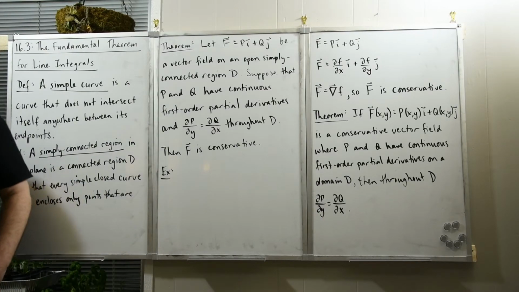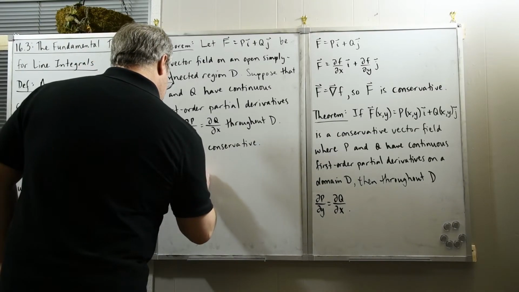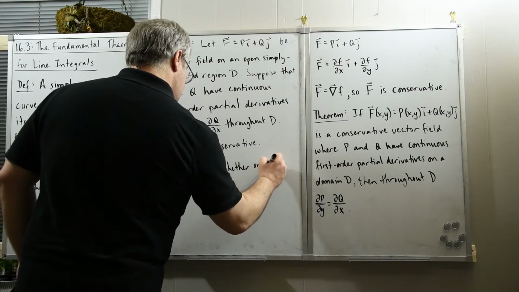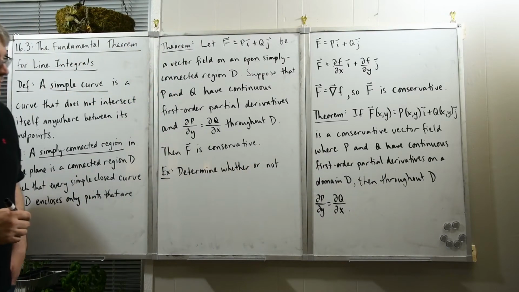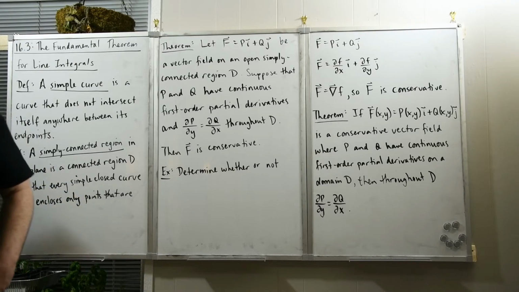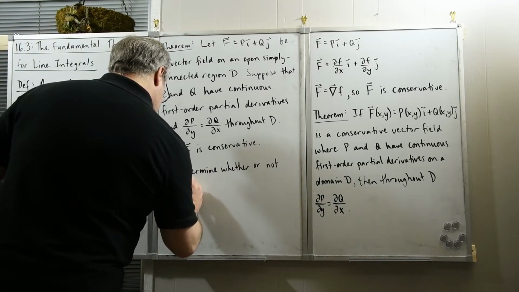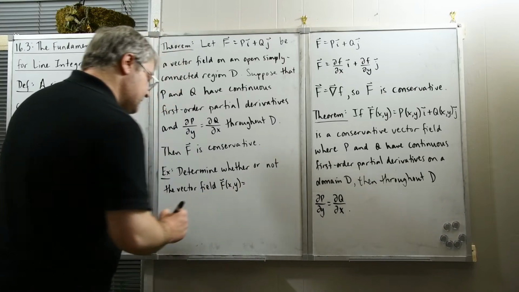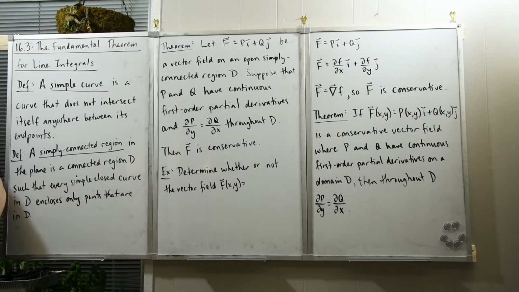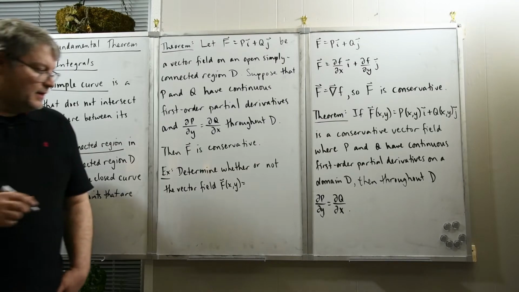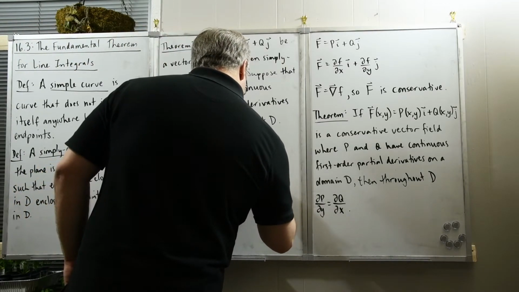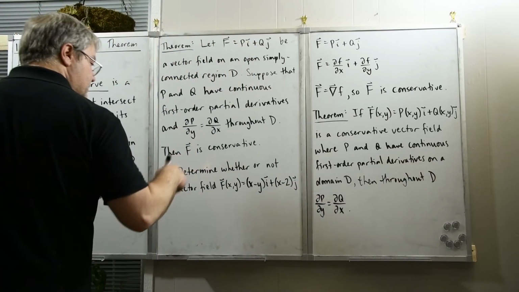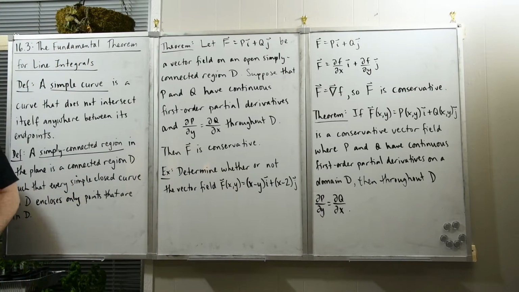And in this example, we're going to determine whether or not a certain vector field is conservative. So once again, determine whether or not the vector field F of x, y equals, and so our component functions are going to be x minus y and x minus 2. So we'll have an (x minus y) i plus an (x minus 2) j, and we're going to determine whether or not that vector field is conservative.